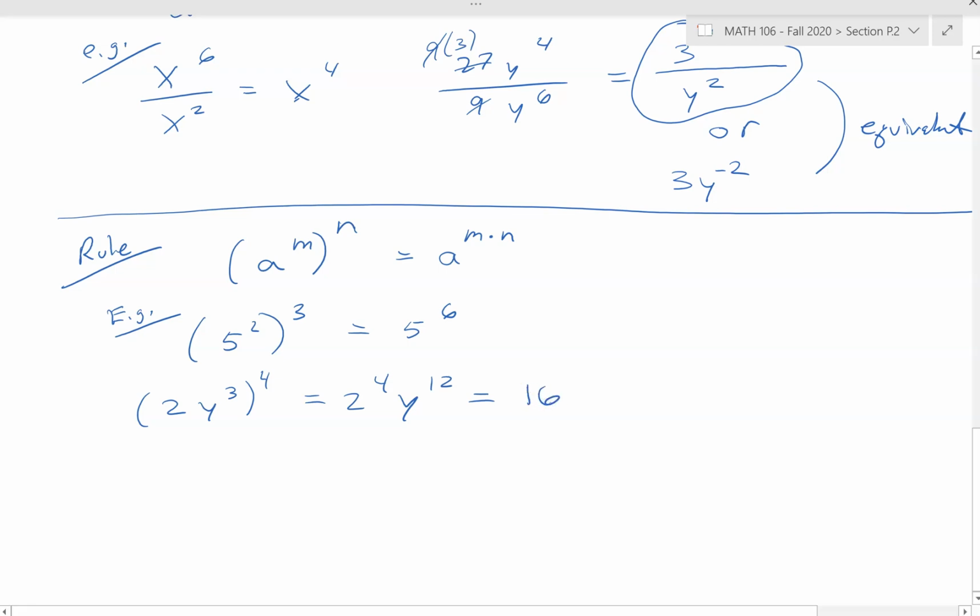And during this class, you'll start to remember those even higher exponents. Just when you're doing these problems, it makes it easier. So your final answer is 16y to the 12th.